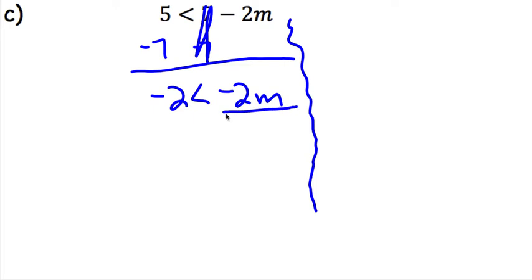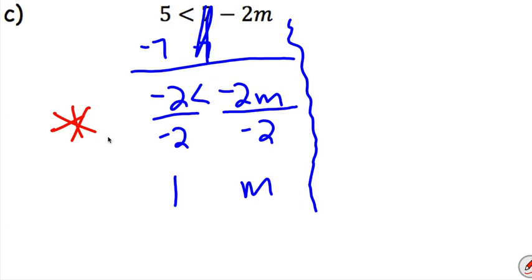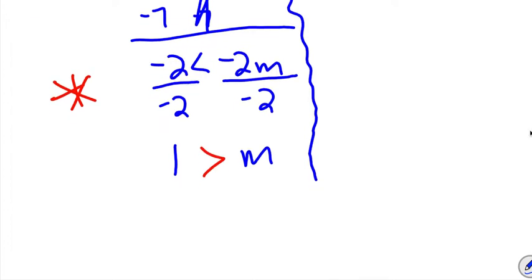Now we need to get m by itself, so we're going to divide by this number in front of m. So we divide by negative 2, divide by negative 2. Negative 2 divided by negative 2 is 1. Over here again we have m, but remember, I'm going to put a little star over here. What did we just do? We just divided by a negative number. That means the sign needs to be flipped. So we're going from this, this is how it was facing, to now we're going to flip that and make it face the other direction. So this is our final answer right here. So 1 is greater than m.